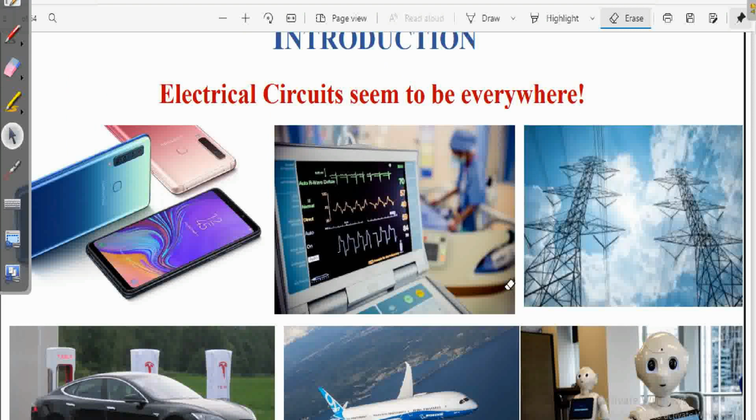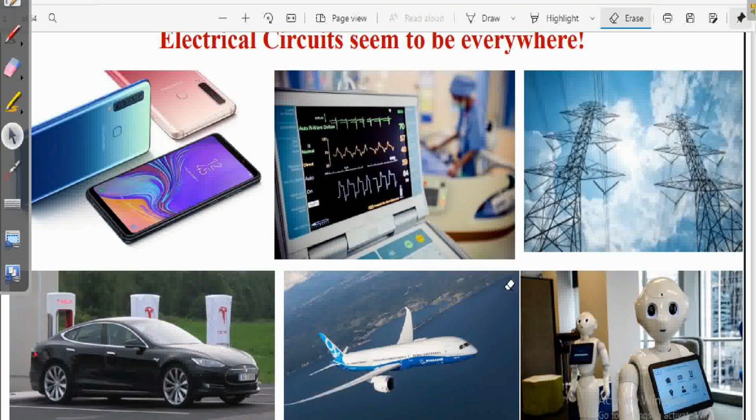You find electrical circuits everywhere, like in mobile phones, in computer systems, in transmission lines, in the automobile industry, in the airline industry, and in robotics. So everywhere you will find electrical circuits. We will see some of the examples.